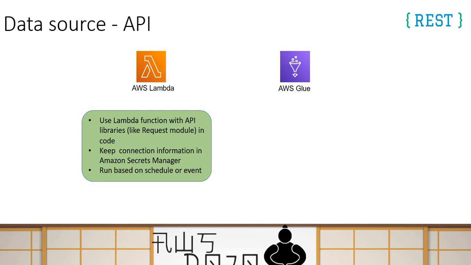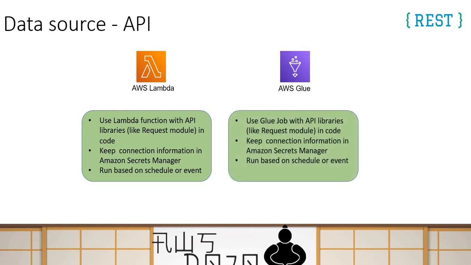You can keep your connection information, like the whole API connection and authentication information, in Amazon Secrets Manager to manage your credentials. And this Lambda function, again, you can run based on a schedule or based on an event. In the case of Glue job, it looks very similar to a Lambda function, where you can write a Glue job with an API library like the requests module I talked about in the case of Python. Here also you keep your connection information in Amazon Secrets Manager and you run based on a schedule or based on an event.